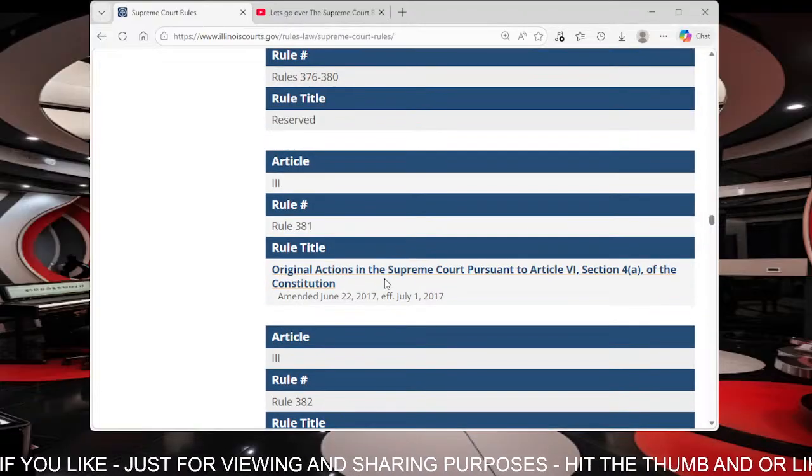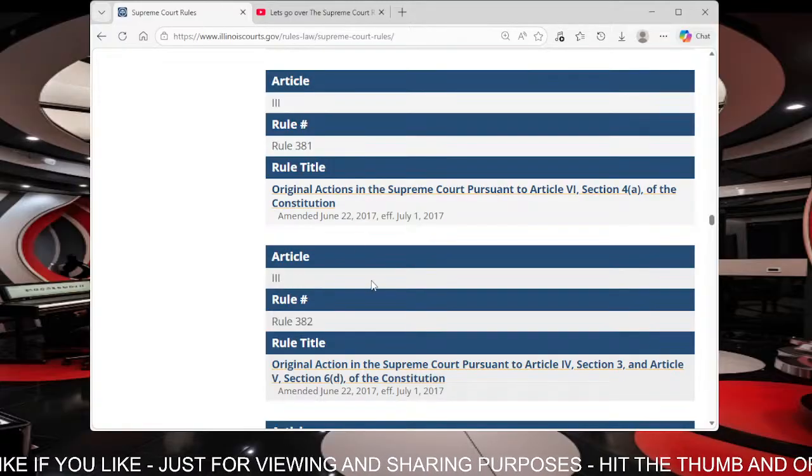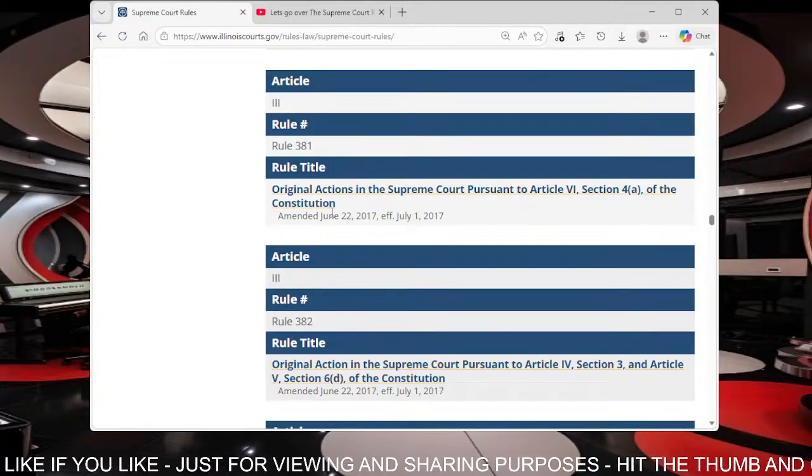How about the rules of evidence? What number is that? Did we just go over?